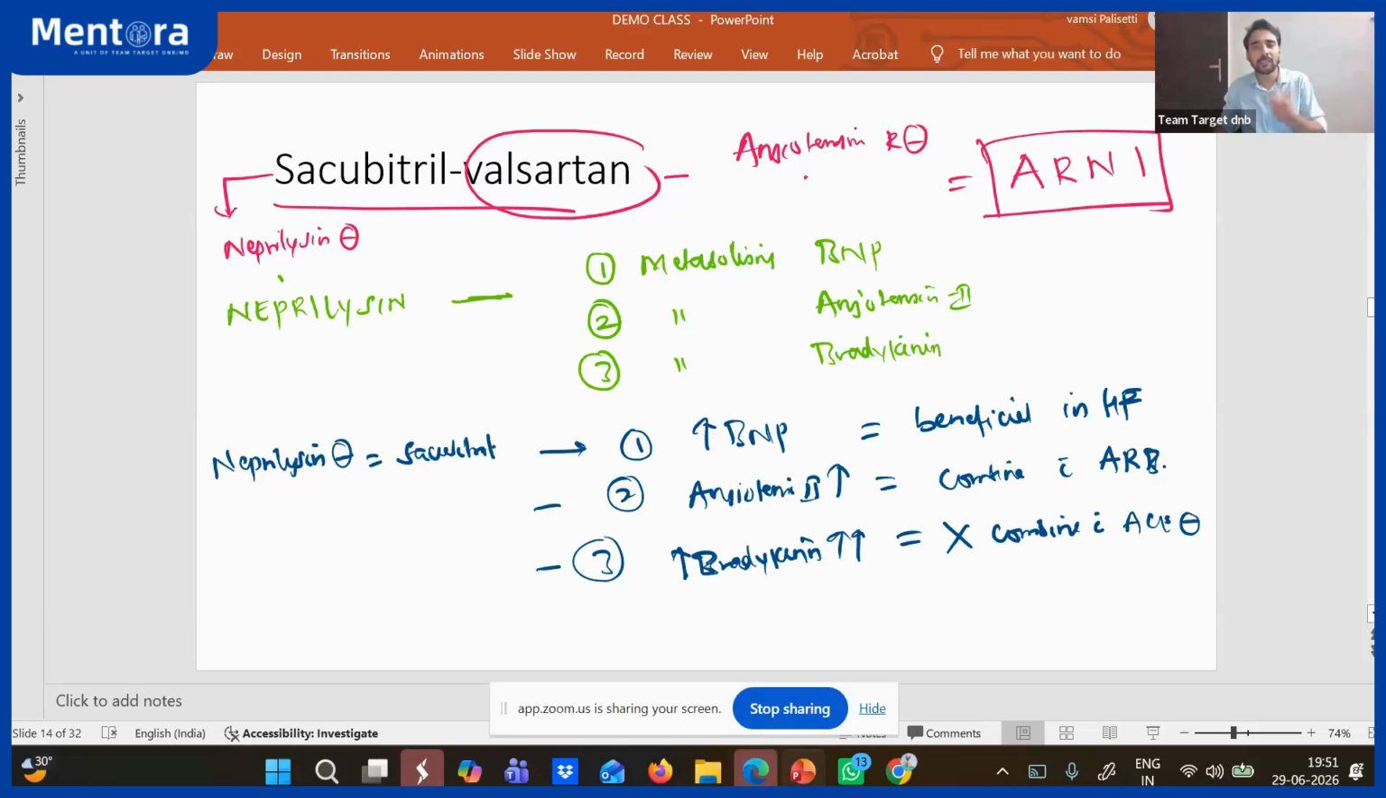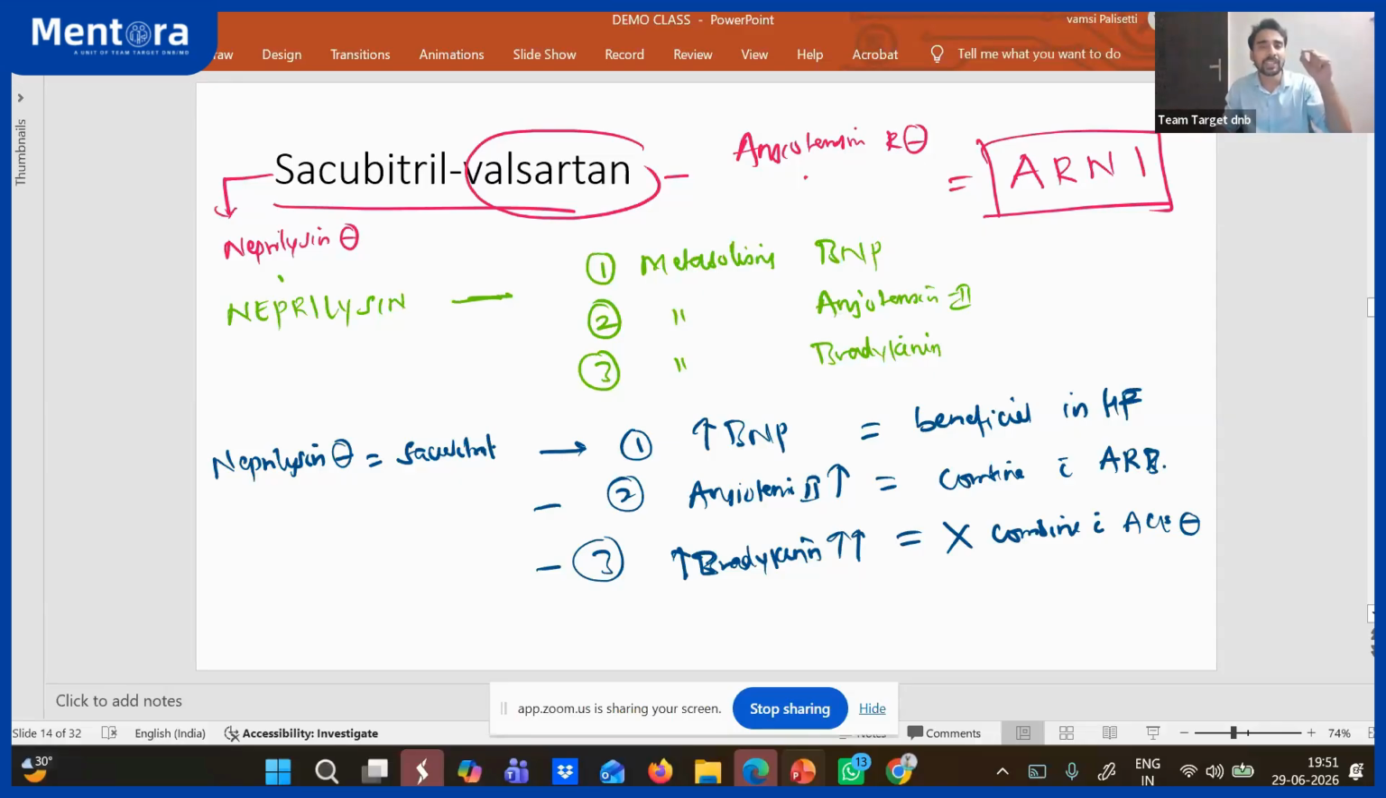These are the questions they're asking. So what is sacubitril valsartan? It's an ARNI. It's a basic question. Right? What is sacubitril? It's a neprilysin inhibitor. That's the second question. What are the actions of neprilysin? This is a PG level, SS level question. So neprilysin has three actions. It metabolizes BNP. It metabolizes angiotensin 2. It metabolizes your bradykinin. Right?